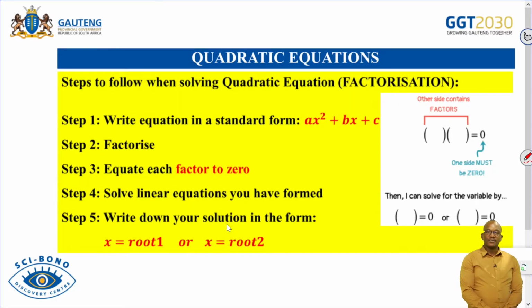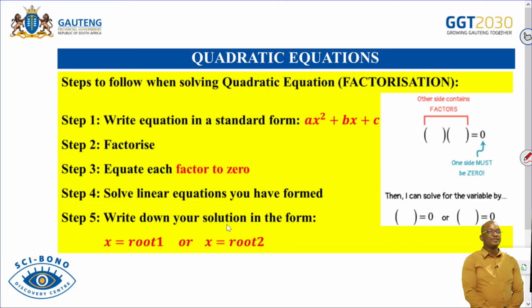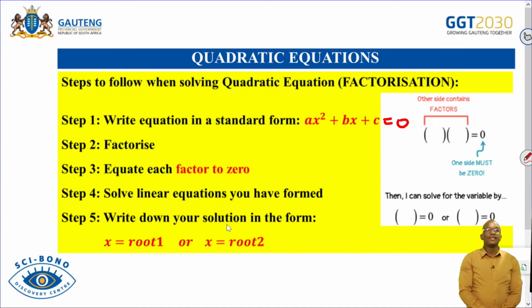Let's look at quadratic equations. There are steps to follow when we're solving quadratic equations, especially when we have to factorize. The first step is to write the equation in standard form. Remember, when you write the equation in standard form, it must be in the form ax squared plus bx plus c is equal to 0. Every time you solve, you must make sure that your equation is in standard form. That is your first step.